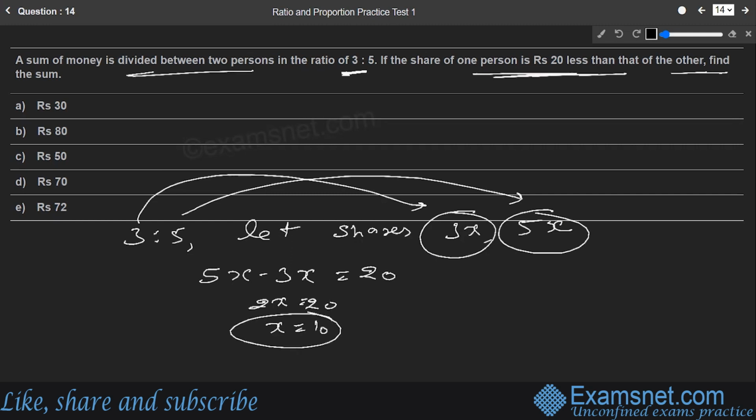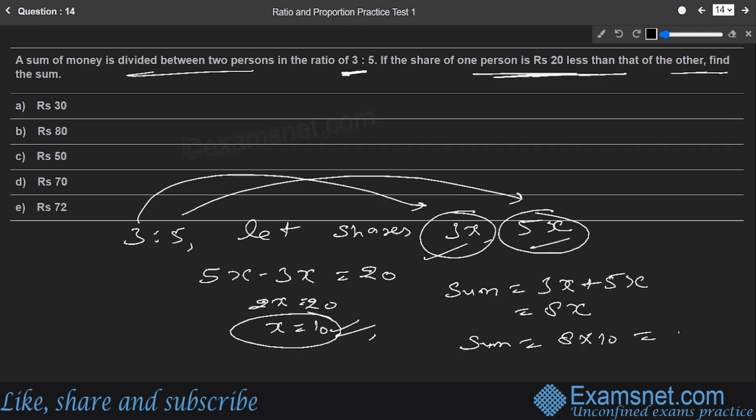What are we supposed to find? The sum. So what should be the sum? If a certain amount was distributed between 3x and 5x, then obviously the sum was the sum of them. Sum was nothing but 3x plus 5x. That is nothing but 8x, and I know the x value, that is 10. So the sum is nothing but 8 into 10, that is simply 80 rupees. So that is the final answer. Sum is rupees 80, available in option number B.